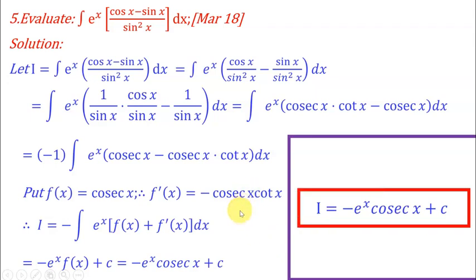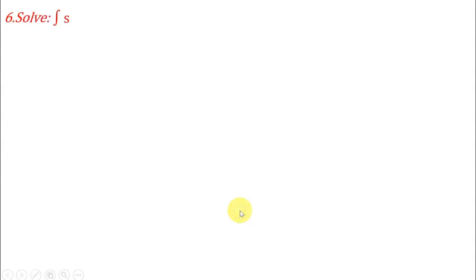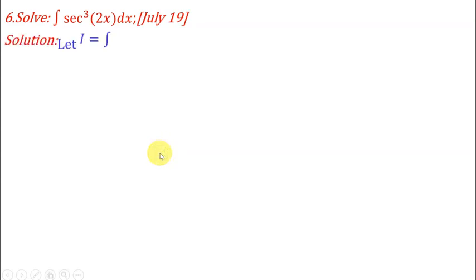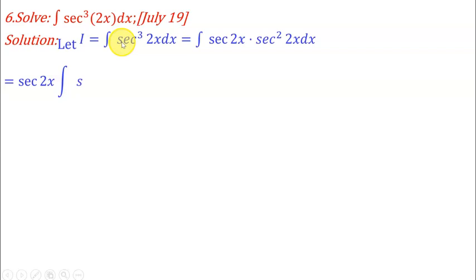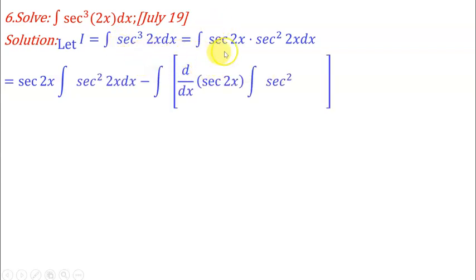Now, next example. Solve integral sec cube of 2x into dx. This example was asked in the July 19 examination. Now see this here. I is equals to integral sec cube 2x dx. Now sec cube 2x can be written as integral of sec of 2x into sec square 2x. Again apply by parts. Now here what is the first function? This is the first function and this is the second function.